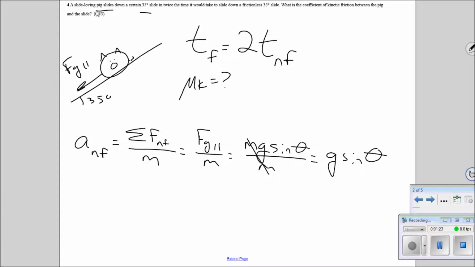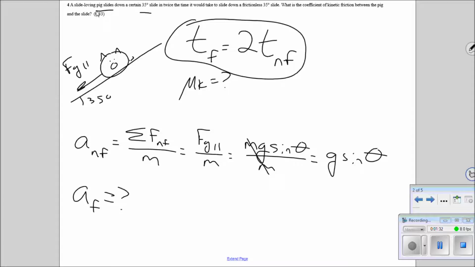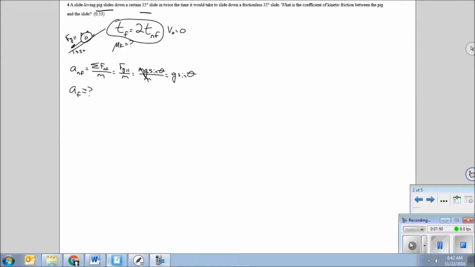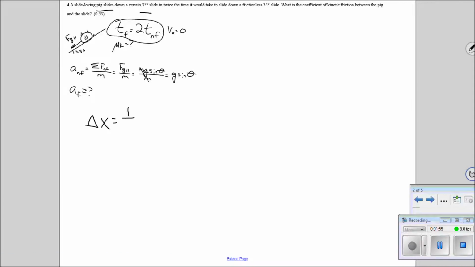So what I want to do then is see if I can use this idea to figure out the acceleration of the pig with friction. Okay? So here's the deal. I know that whether there's friction or not, my initial velocity is going to be 0, right? So let me clear up some space on the board here. Okay, and so the equation that I'm thinking about is this guy right here. I know that displacement is 1/2 a t squared plus v0 t, right? But since my initial velocity is 0, this whole thing just goes away, right? So let's rearrange this thing for acceleration.